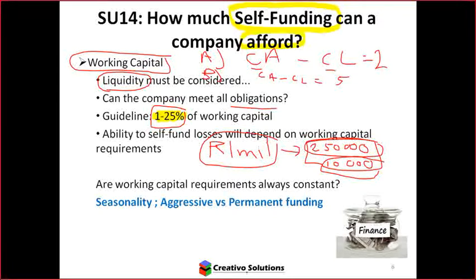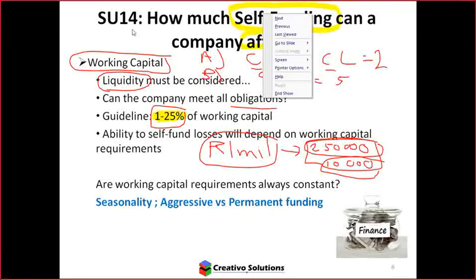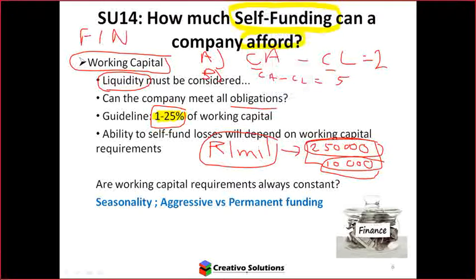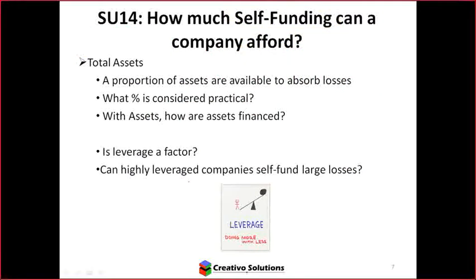Things to also consider: seasonality, aggressive versus permanent. I've tried to relate this to your finance, your FIN 3702. There they also spoke about seasonality, and they also spoke about aggressive versus permanent. Same thing will apply here, because a company is going to be looking at what? Its working capital. And FIN 3702 is all about working capital. Short term everything. So that's something that you would consider here when looking at the risk.